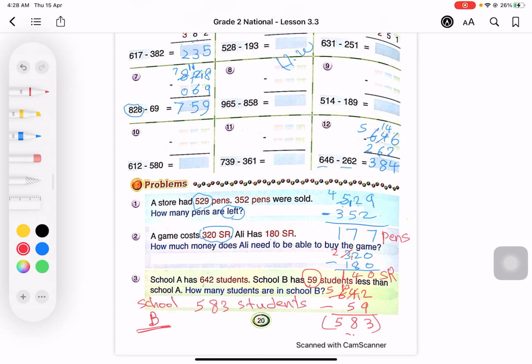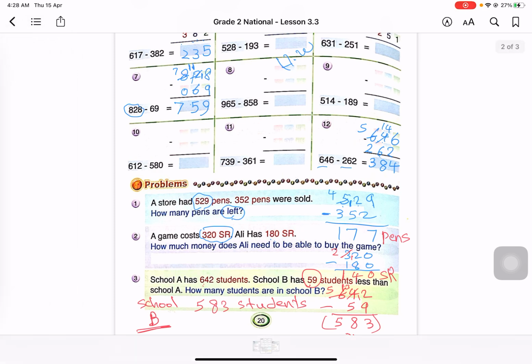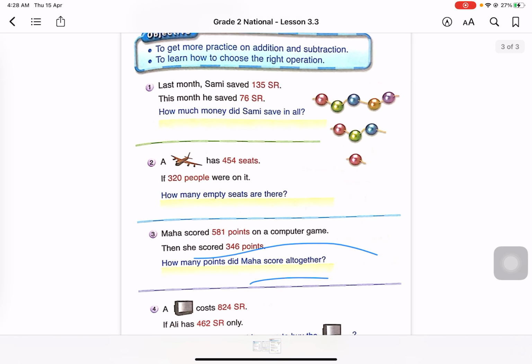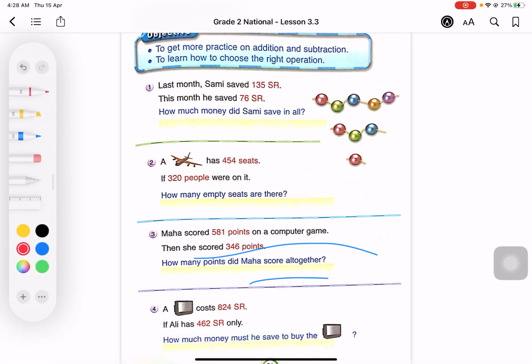Now let's go to the last page in our lesson. Now it's also problem solving in this page. What is my objective? Objective, what is my objective from the lesson? My objective is to get more practice on addition and subtraction, to learn how to choose the right operation. You need to read the question, understand it, then decide. Are you going to add or are you going to subtract?